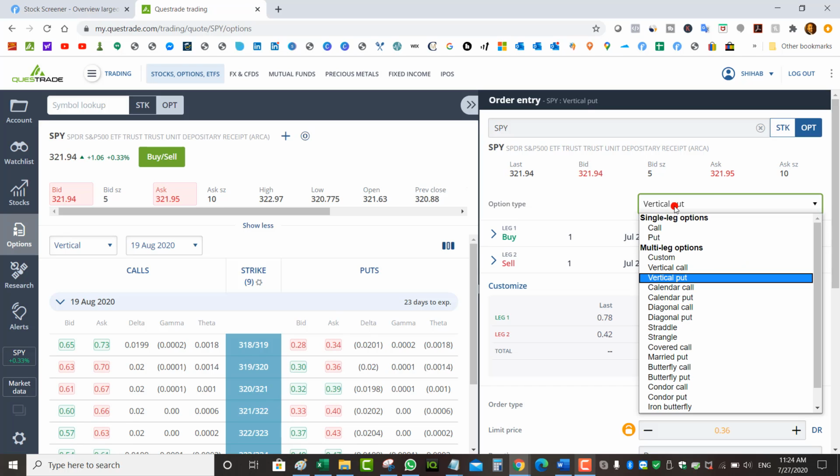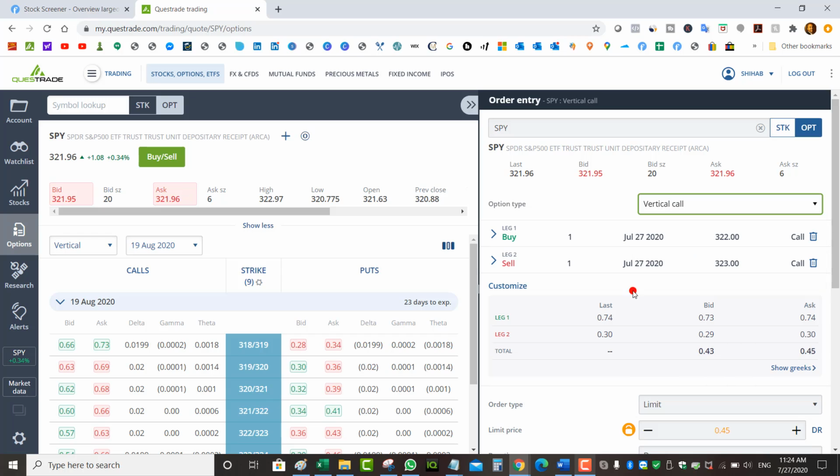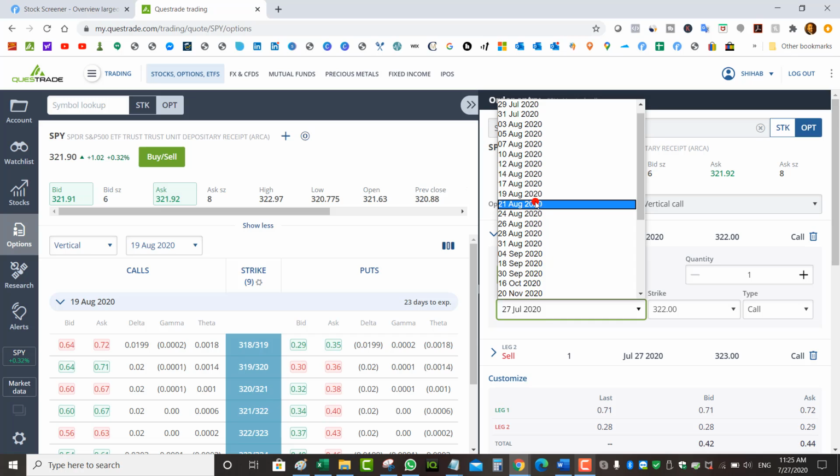So why do a put debit spread? Why do a call debit spread? Which strikes to choose? How does it work? How do you make money from a debit spread? So let's look at a vertical call spread, or a call debit spread, first. I'm just going to choose August 21st expiration.